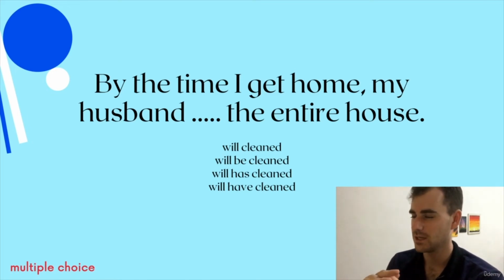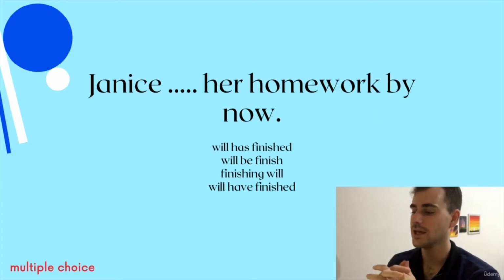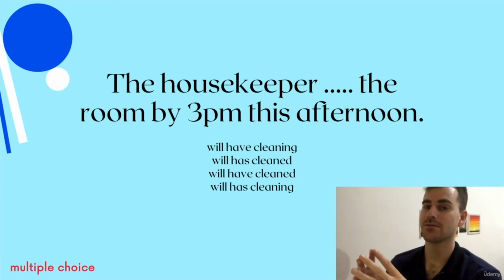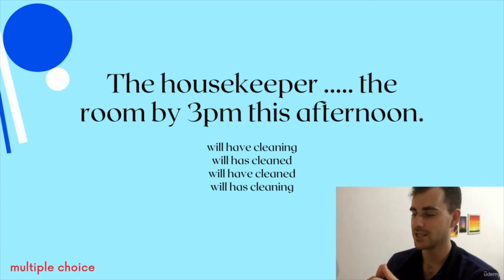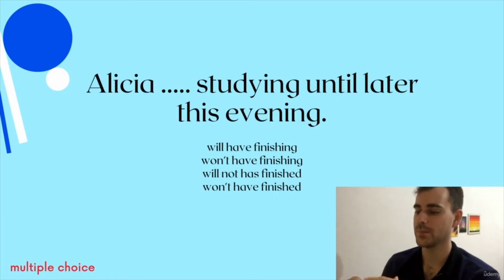So number 1, by the time I get home, my husband will have cleaned the entire house. Number 2, Janice will have finished her homework by now. Number 3, the housekeeper will have cleaned the room by 3 p.m. this afternoon. Number 4, they won't have bought a ticket yet. Number 5, Alicia won't have finished studying until later this evening.